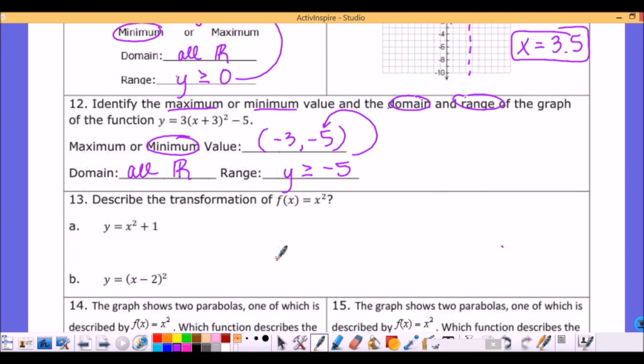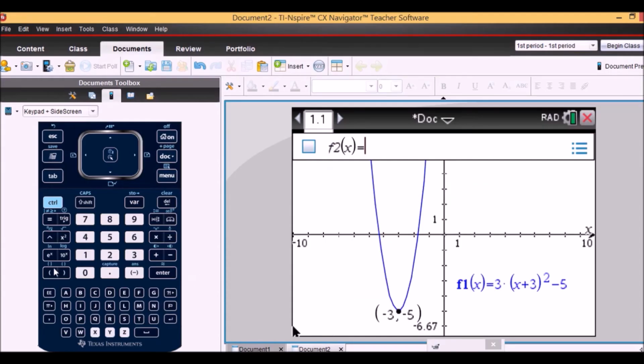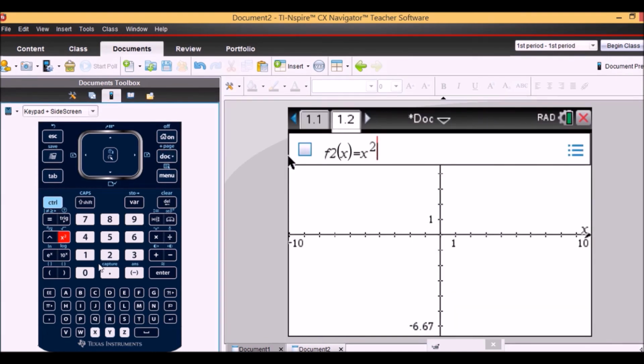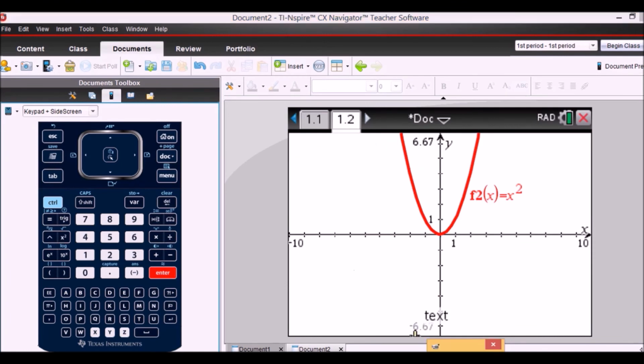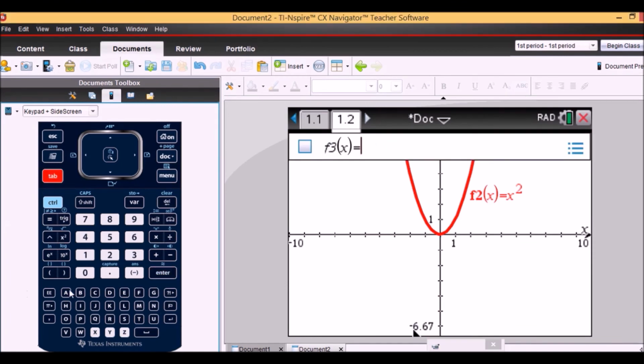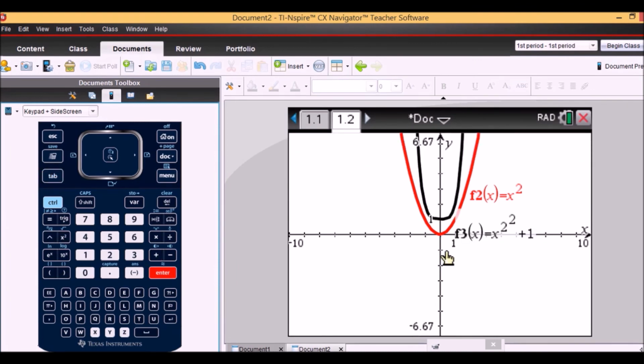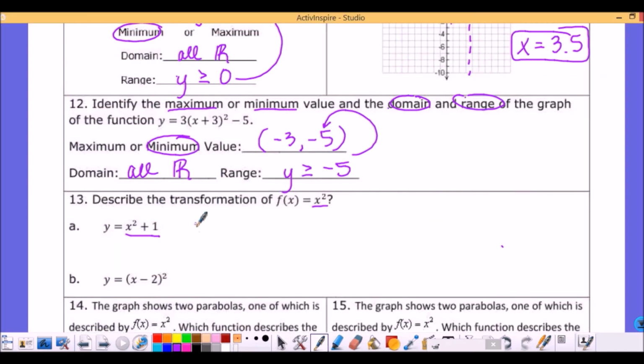Number 13 says, describe the transformation of x squared to the new function. x squared plus 1. Remember, the parent function always begins at 0, 0. So I'm going to type in my parent function, x squared, and it looks like this. Now I'm ready to type in the second, x squared plus 1. So what's the transformation? How did I get from my original to my second equation? That's right, the transformation is the vertex went up 1 unit. So it went up 1.